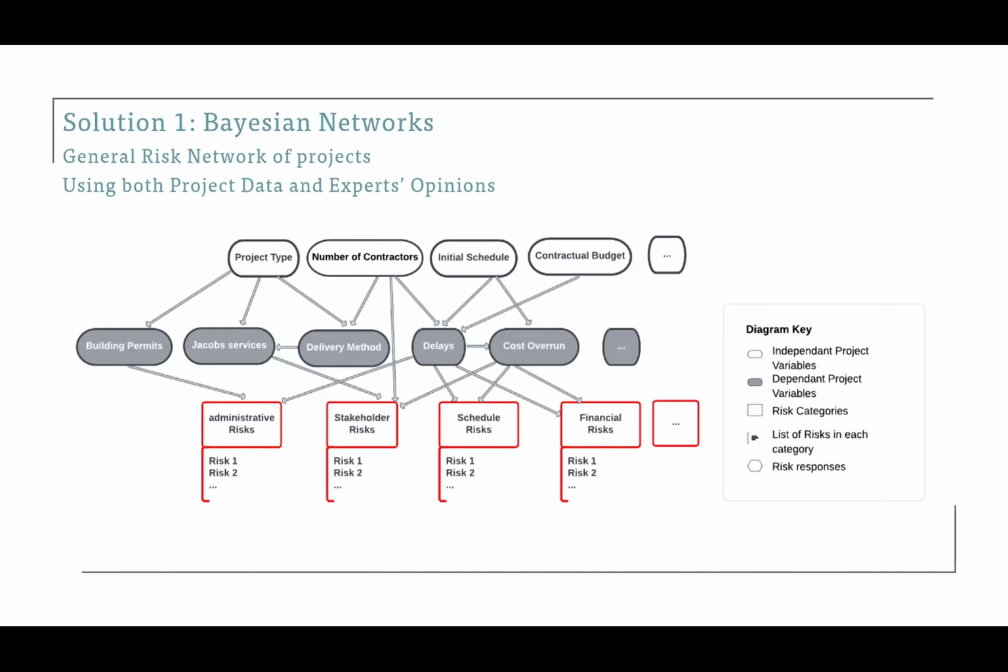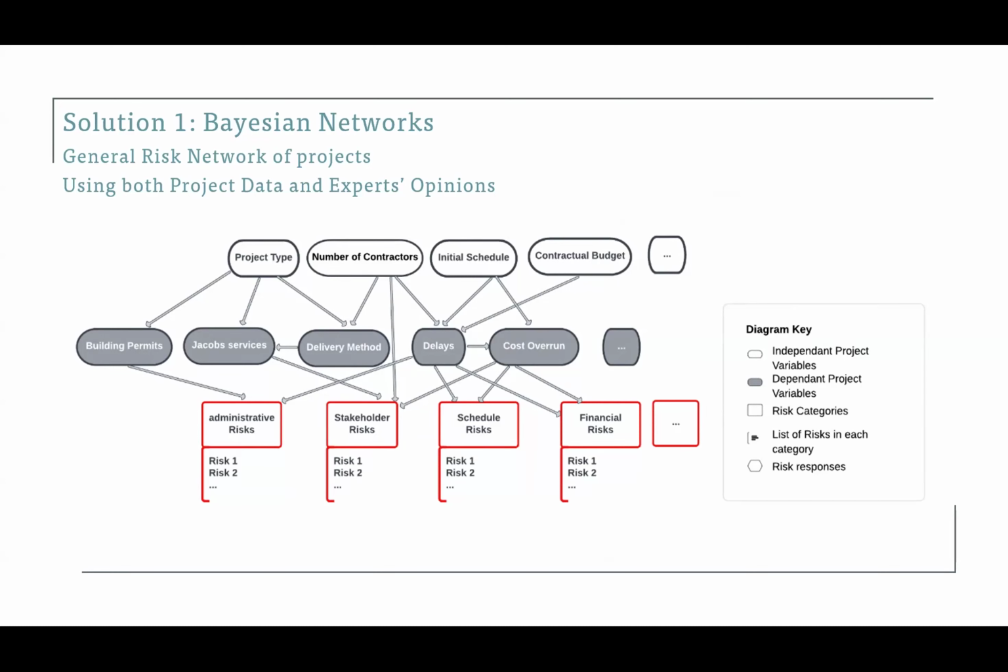So the solution scheme is like this. We have our project variables as our input nodes and our risks as our output nodes. Based on these causal probabilities of different project variables on our project risks, we will automatically predict the risks that will happen and with what percentage or probability they will happen in the project.